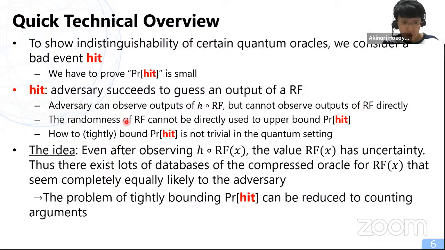And here, the randomness of RF cannot be directly used to upper bound the probability. Because this bad event hit happens only when the adversary outputs some value, and we do not know what values adversary will query. And so how to tightly bound this probability is not trivial in the quantum setting. And to upper bound this probability, we use this idea. So even after observing the output of this composition function, the value of the output of this RF has some uncertainty. So there exist lots of databases of the compressed oracle for this random function that seem completely equally likely to the adversary. And based on this idea, we observed that the problem of tightly bounding this probability can be reduced to counting arguments.